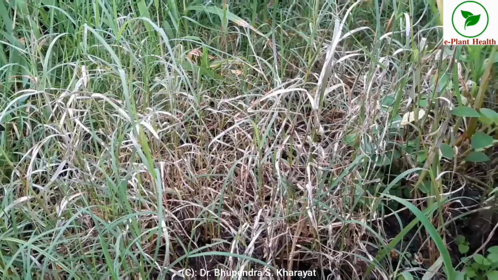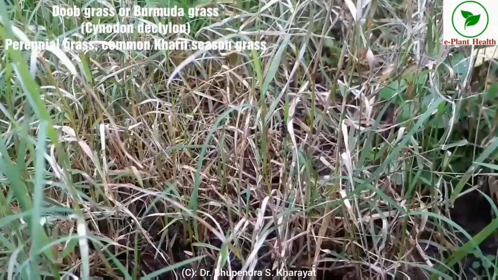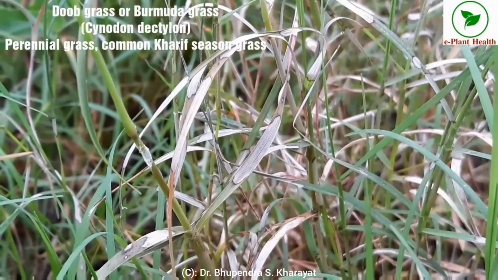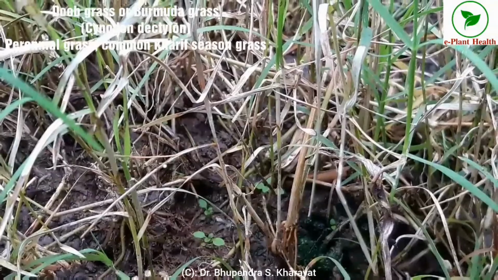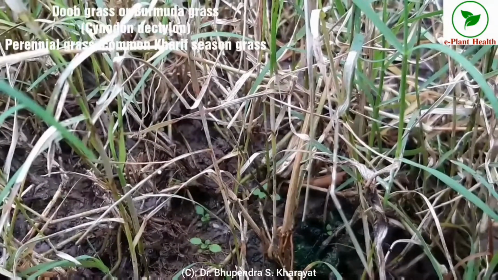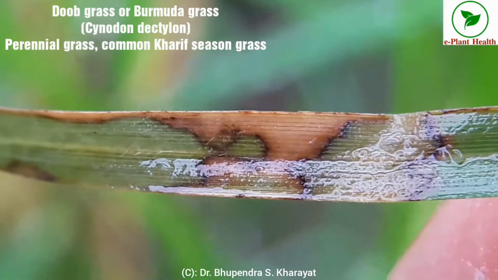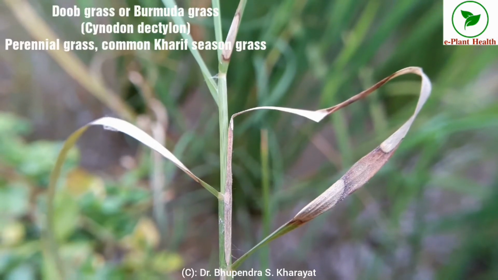Now the weed host of rice pathogen. This is doob grass and this is also known as Bermuda grass, which is perennial grass and commonly found on the bunds near the rice field, and it is very common grass in the agricultural field.